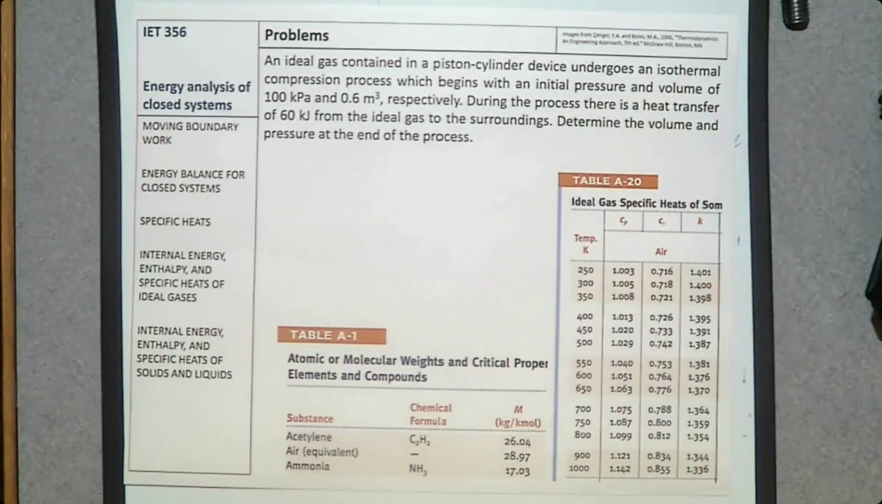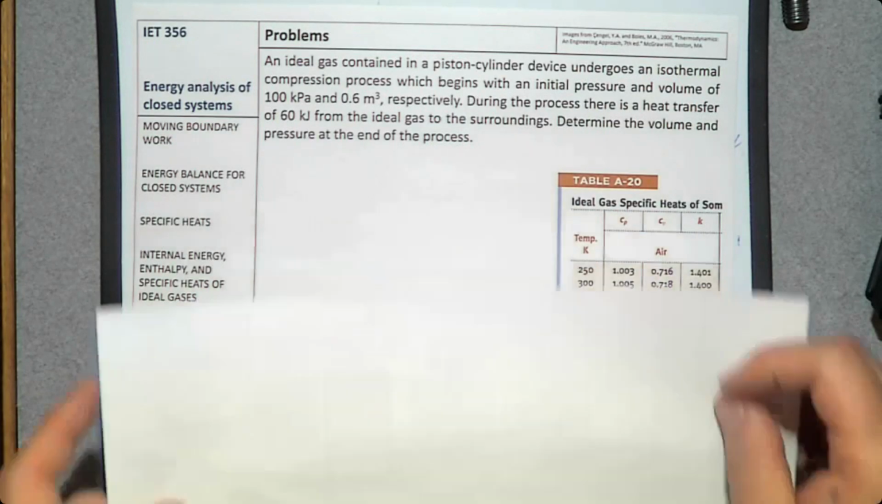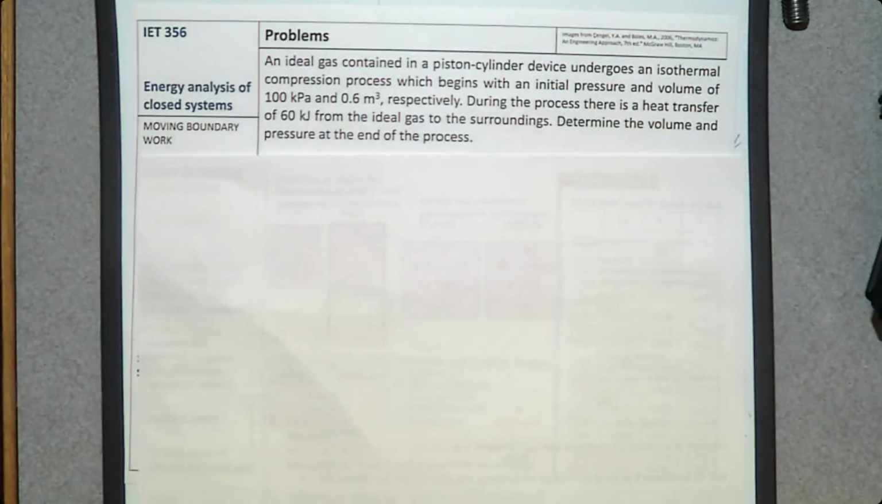We have an ideal gas contained in a piston cylinder device that undergoes an isothermal compression process, which begins with an initial pressure and volume. So we have pressure and volume at the initial state, and there's a heat transfer to the surroundings. Q out of 60 kilojoule. Determine the volume and pressure at the end of this process. This is a super easy problem. Let me show you why it is super easy.